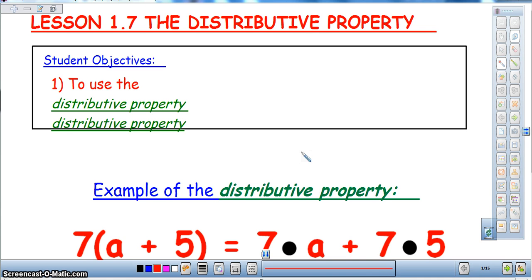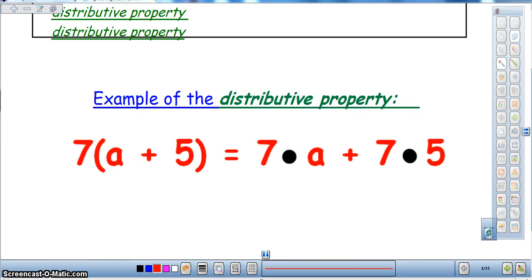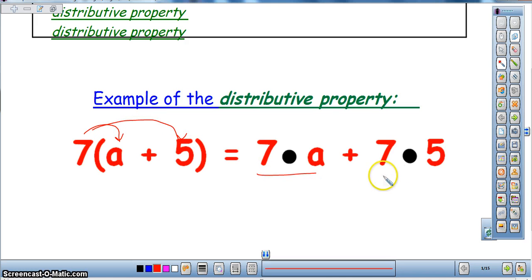Algebra 1, 1.7 distributive property. How do you use the distributive property? When we are taking a look at this problem, 7 times the quantity a plus 5, the distributive property means we're going to distribute the 7 times a, then the 7 times the 5. And they show it this way, 7 times a, 7 times 5.